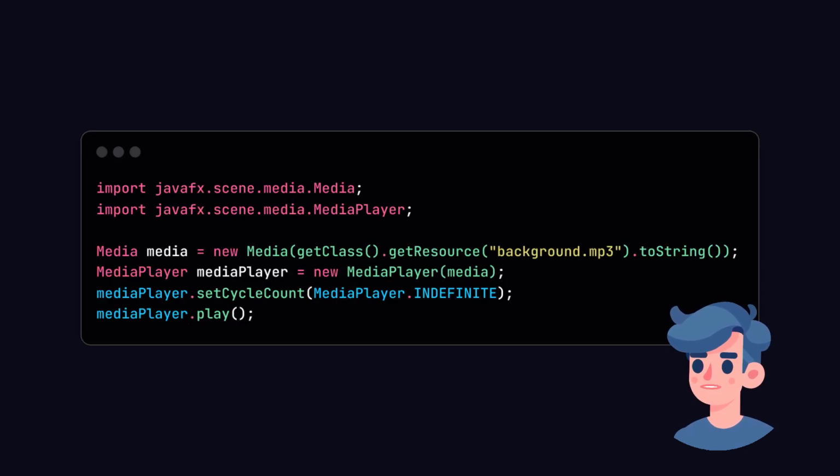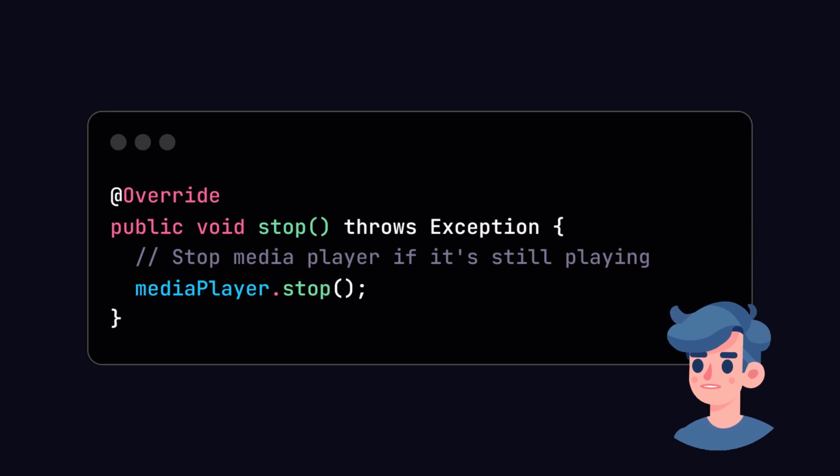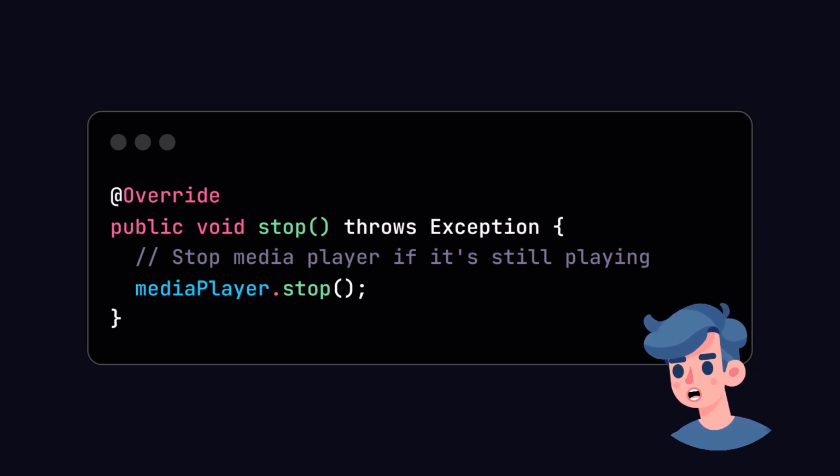With our basic game structure complete, it's time to polish the game by adding some background music. We can use the JavaFX media classes. First, we need to import the necessary classes. Lastly, let's ensure we properly clean up the resources when the game ends. We will do this by overriding the stop method of our Application class.